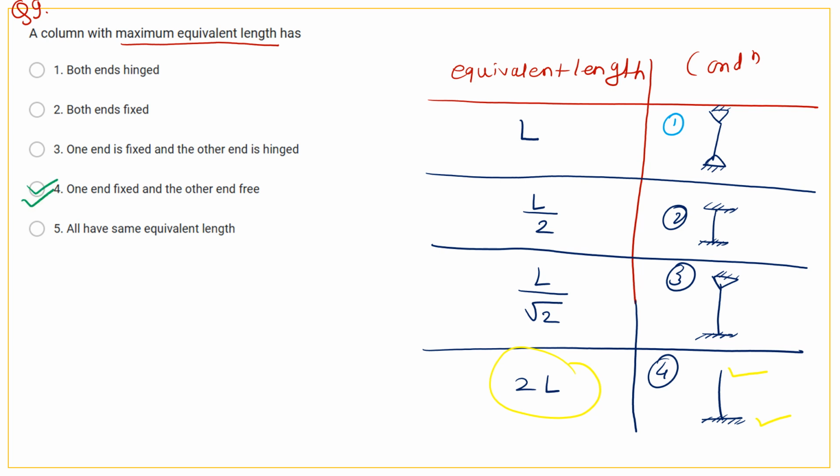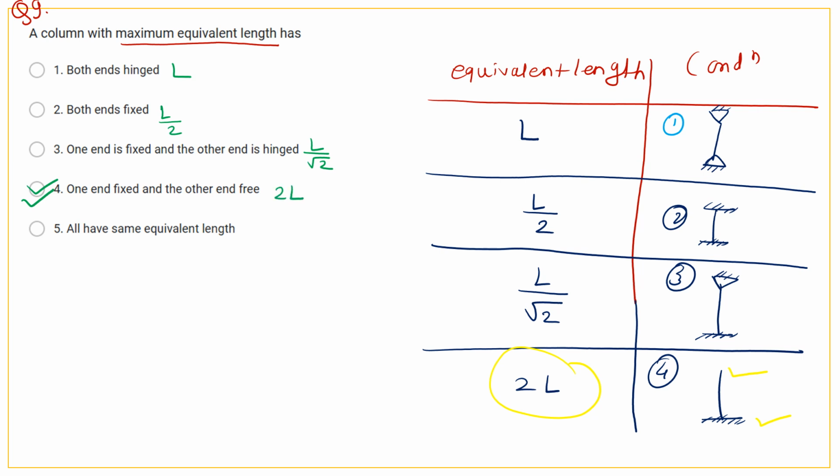If both ends are hinged, the equivalent length is L. If both ends are fixed, the equivalent length is L by 2. If one end is fixed and other end is hinged, the equivalent length is L by root 2. When one end is fixed and other end is free, the equivalent length is 2L.